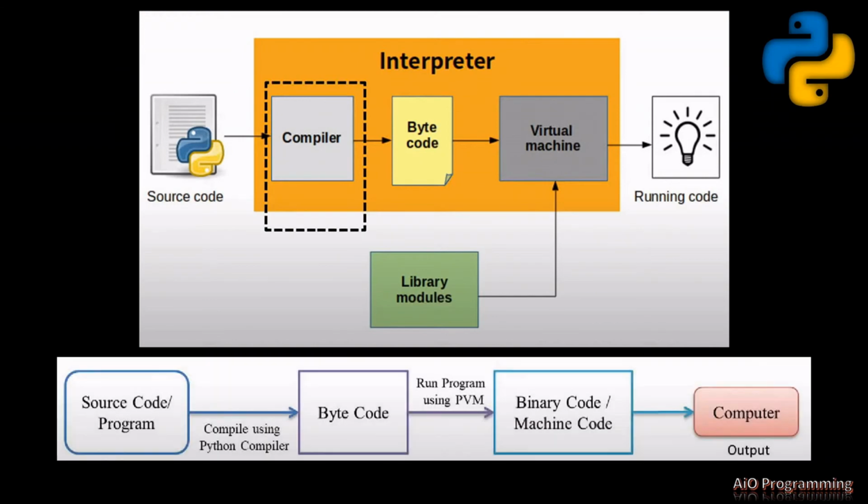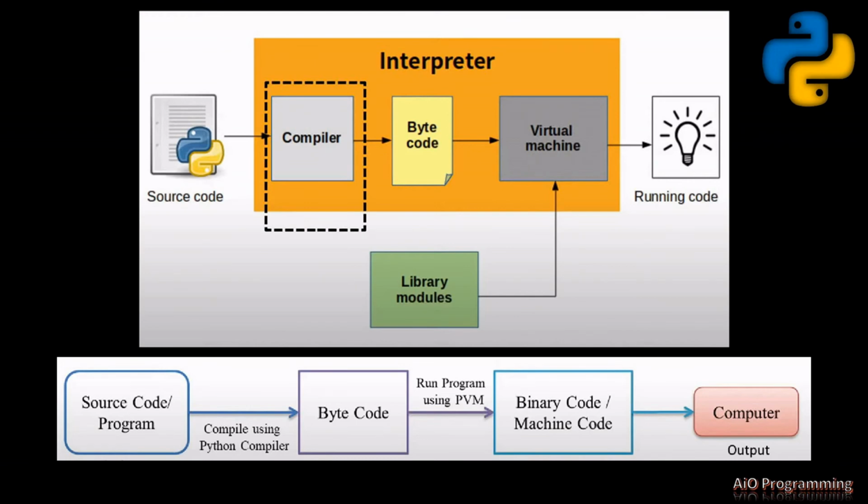Now here is the basic flow diagram which shows the working of Python code. First, the source code of Python is converted into bytecode or object code using the compiler. Then this bytecode is converted into binary code or machine code using the PVM, or Python virtual machine. It will run the program and then the computer will give us the output. So friends, in this way a Python program works.